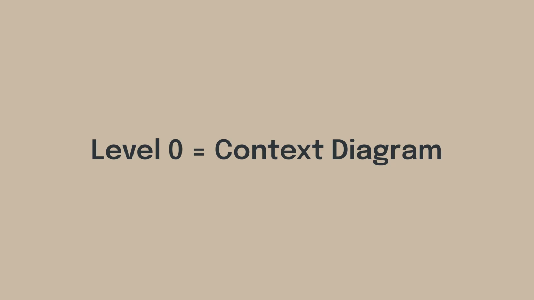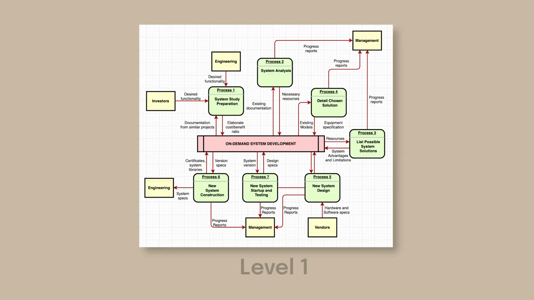All right, so if you didn't know already, data flow diagrams are expressed in levels. They start at level zero, which is the context diagram. The higher the level, the more detail the diagram contains. This is when processes are broken down into sub-processes.